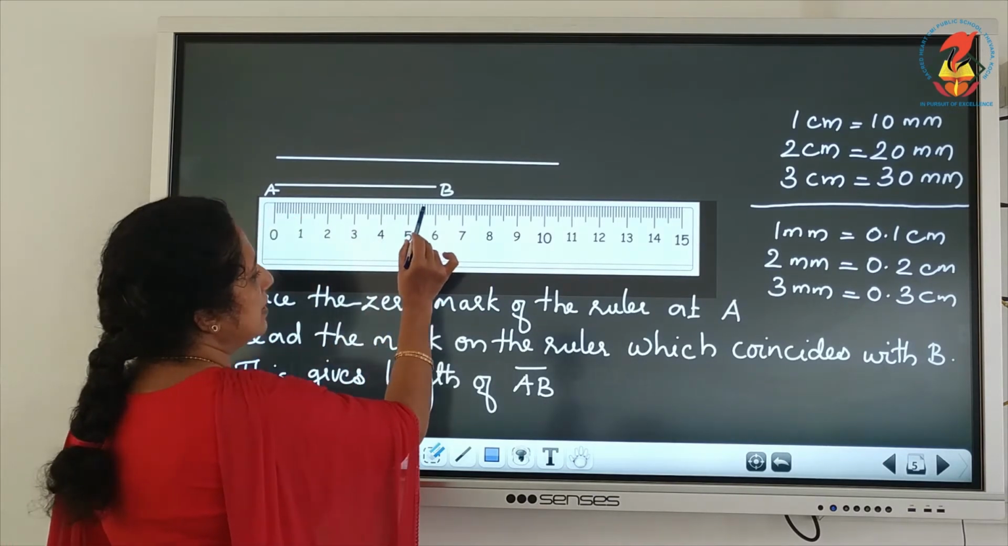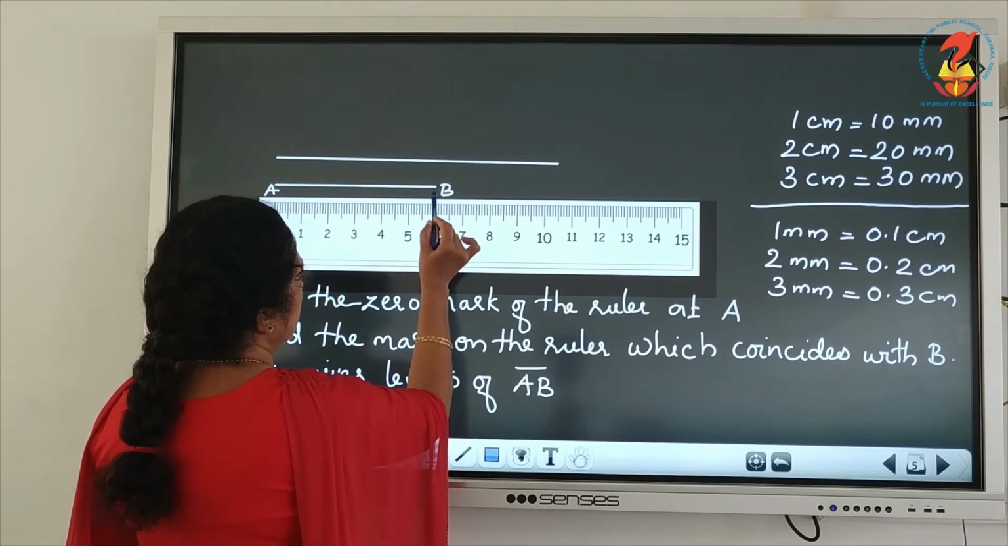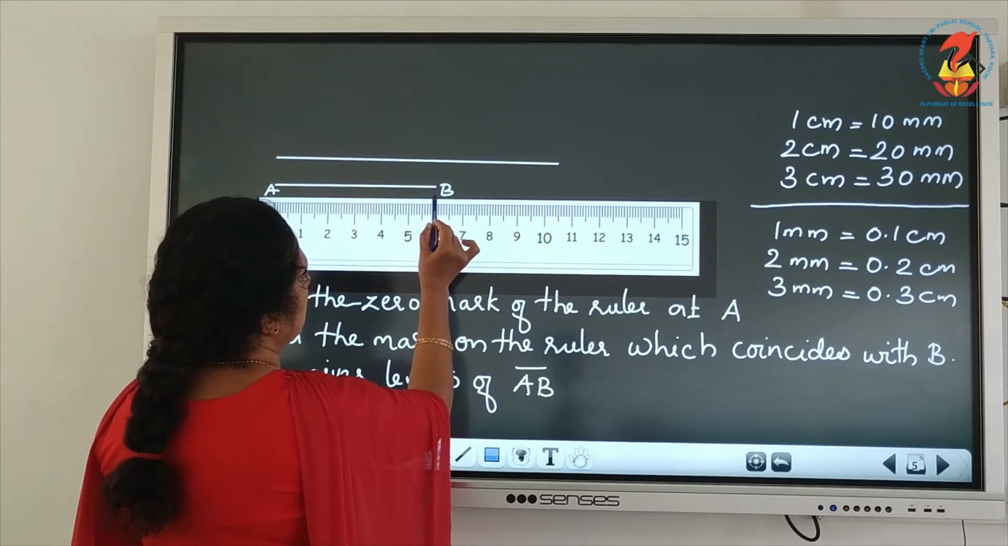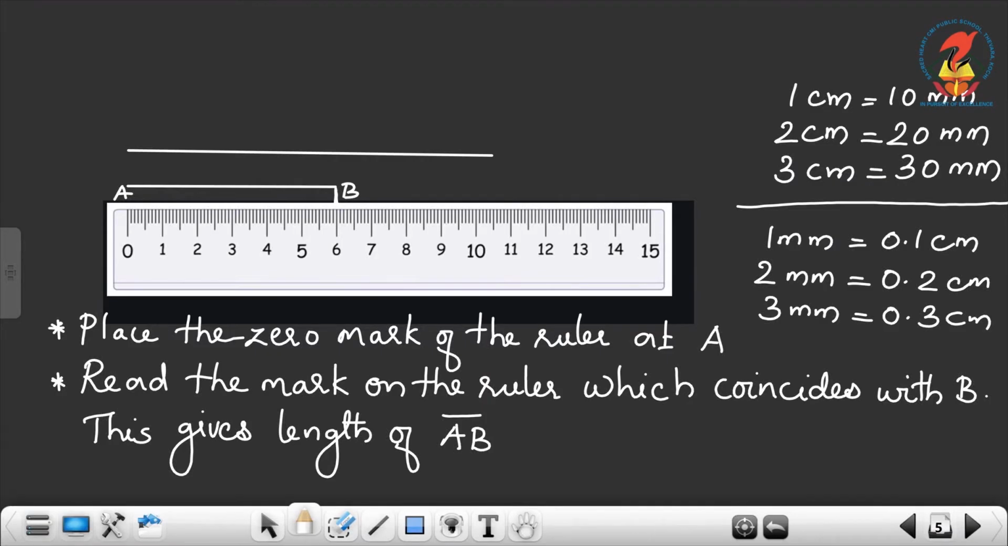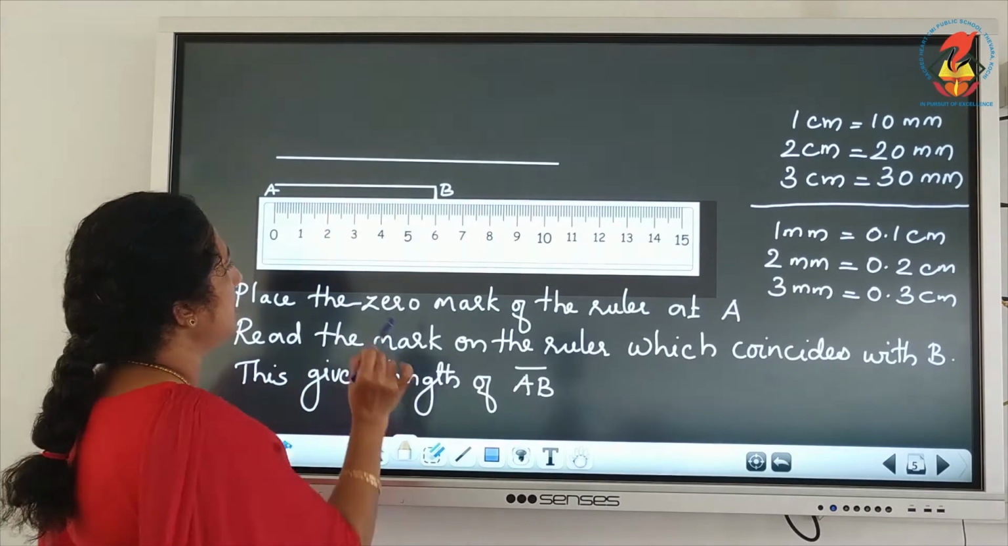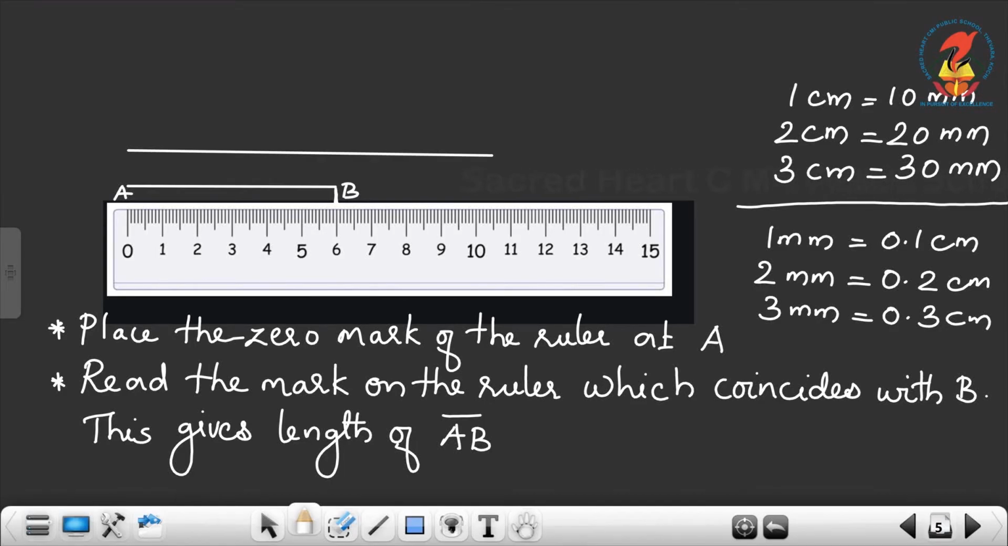Then you have to read the mark on the ruler which coincides with B. So look at that, the mark on the ruler which coincides with B. Here you can see that the value is 6, and that will give you the length of the line segment AB. You place the 0 mark of the ruler at A, and after that you read the mark on the ruler which coincides with B, and this gives the length of AB.